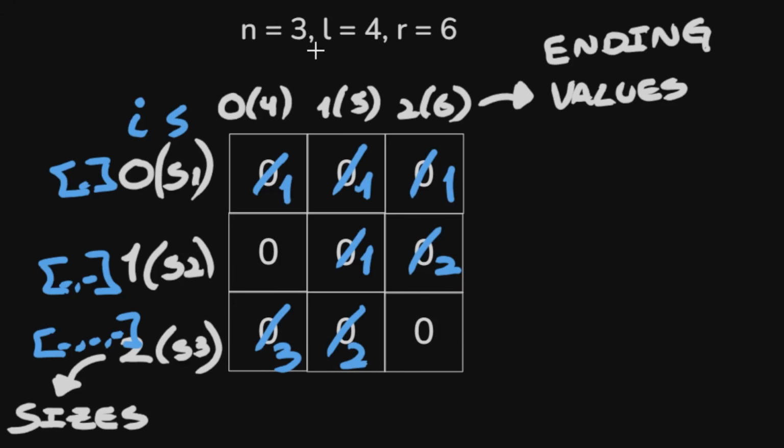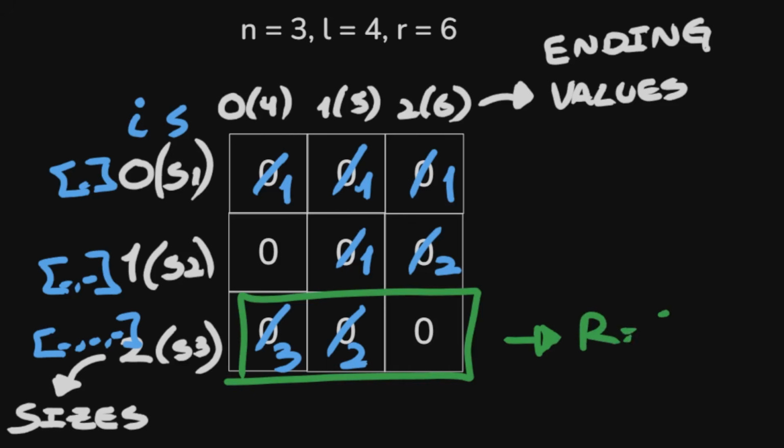So where do we have the maximum number of zigzag arrays of length n using the values in the range that we are given? Well, we have it right here. This corresponds to length 3, which is n, and the sum of all the values in this row is the result. 3 plus 2 is equal to 5, so the result here is 5.